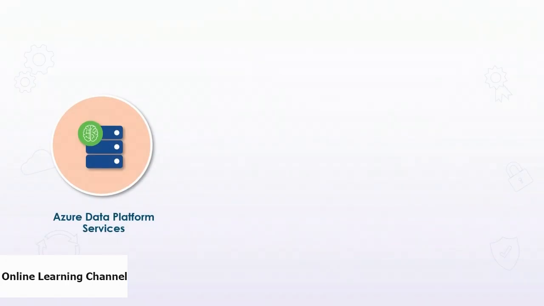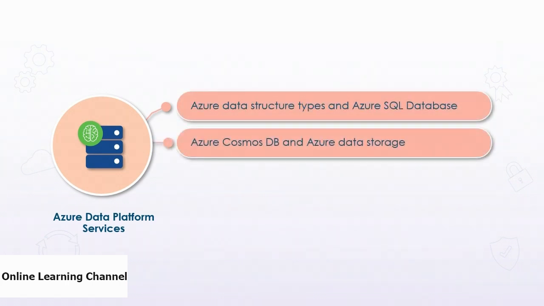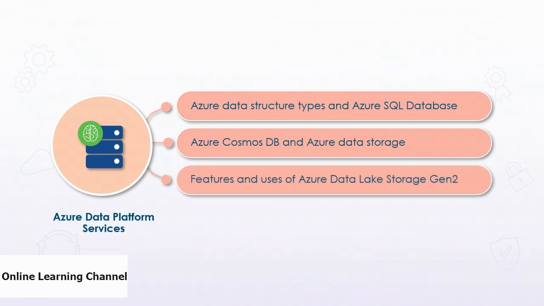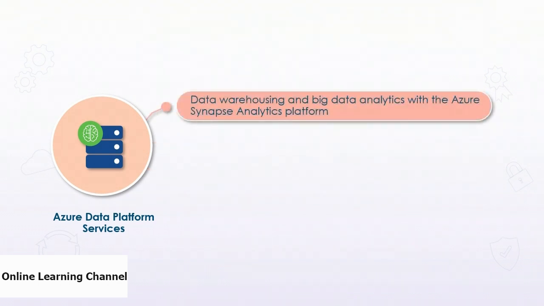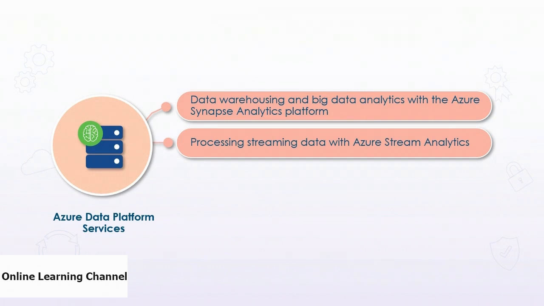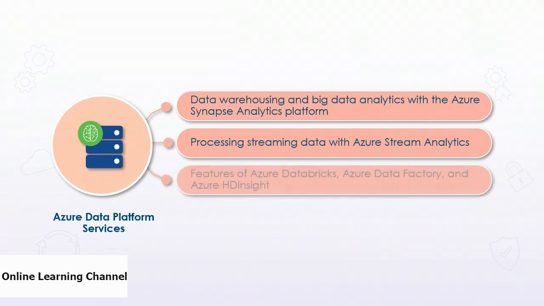So in this course, we've examined Azure Data Platform Services. We did this by exploring Azure data structure types and the Azure SQL database, Azure Cosmos DB and Azure Data Storage, features of Azure Data Lake Storage Gen 2 and when to use it, data warehousing and big data analytics and the Azure Synapse Analytics platform, processing streaming data with Azure Stream Analytics, features of Azure Databricks, Azure Data Factory, and Azure HDInsight.